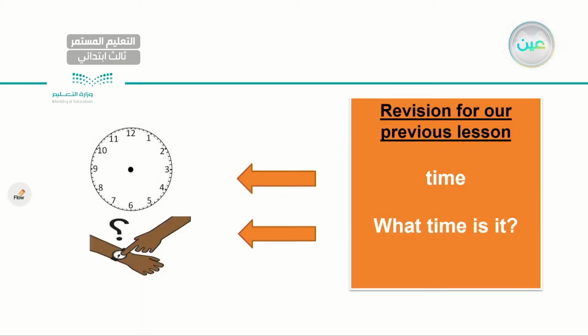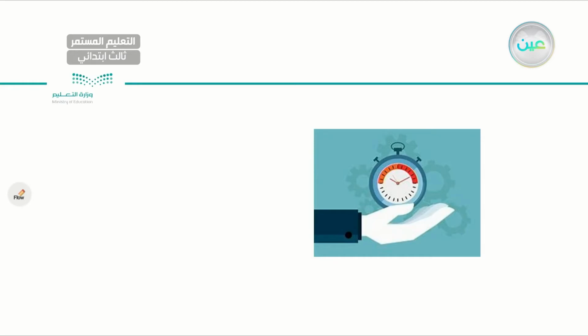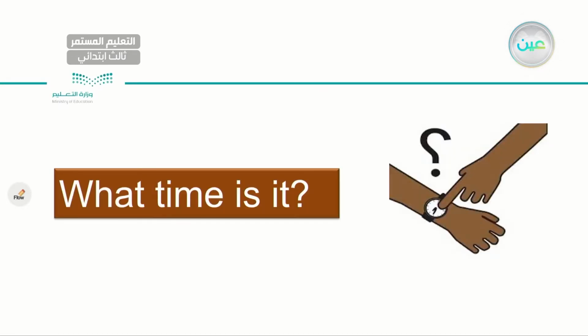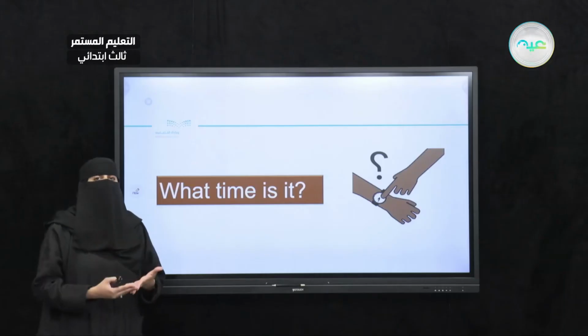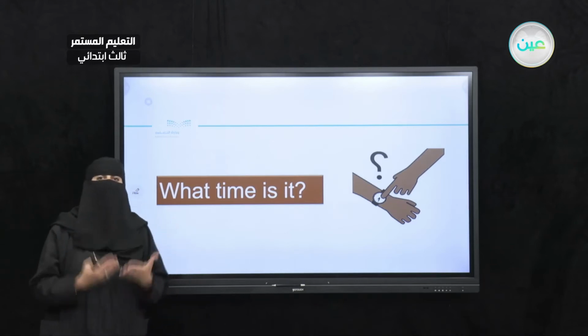Let's start by revising what we have learned in the previous lesson, my dear student. In the previous lesson, we introduced the word time. What do we mean by time? Also, we were able to answer the question, what time is it? Okay, so let's start and let's carry on. Whenever you see this picture, what's the first thing that comes to your mind? That we are going to talk about, of course, time. This is the name of our unit, time. And you will be hearing me asking this question over and over again. What time is it? Or what's the time, please?